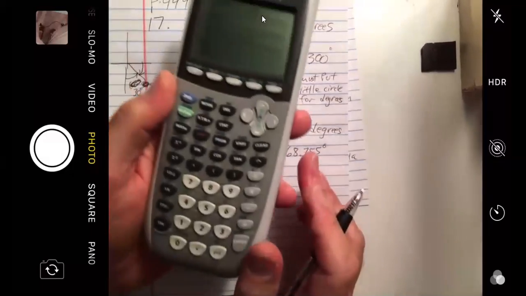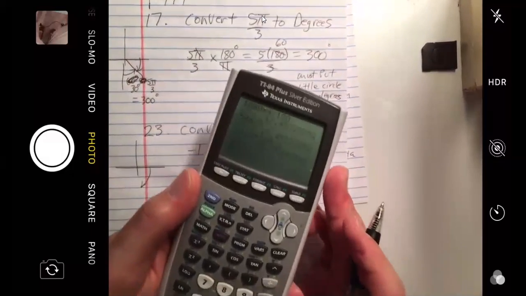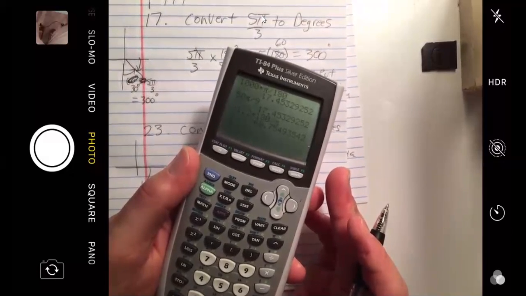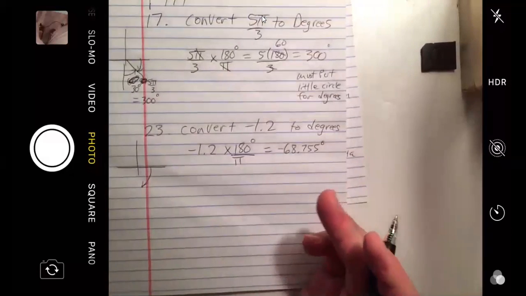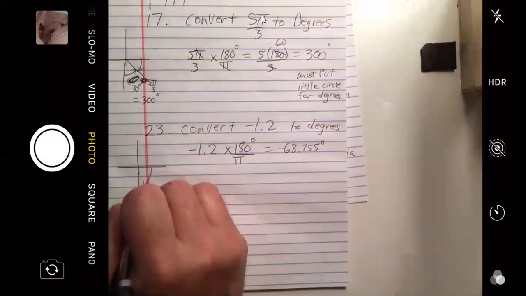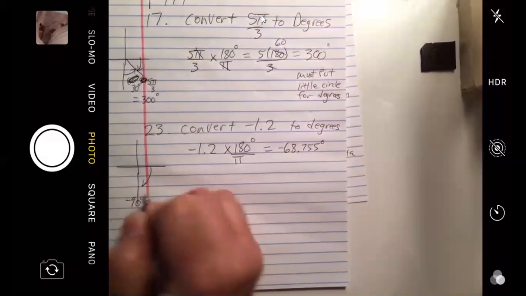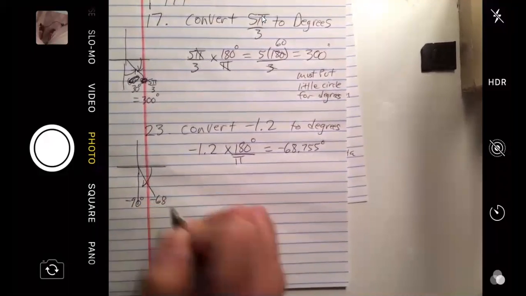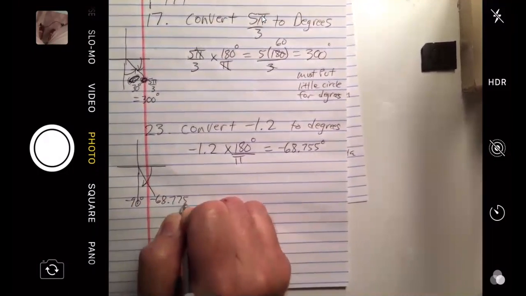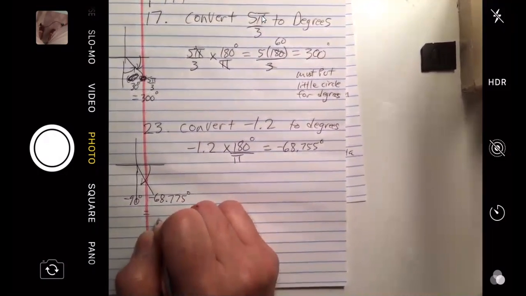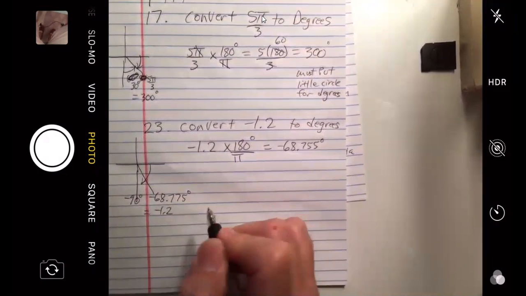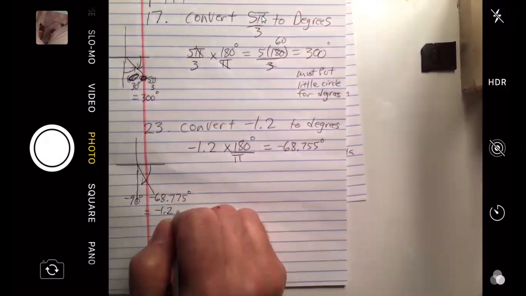So it's down in the fourth quadrant, because this would be negative 90. You're down into the fourth quadrant, negative 68.755 degrees equal to negative 1.2 radians.